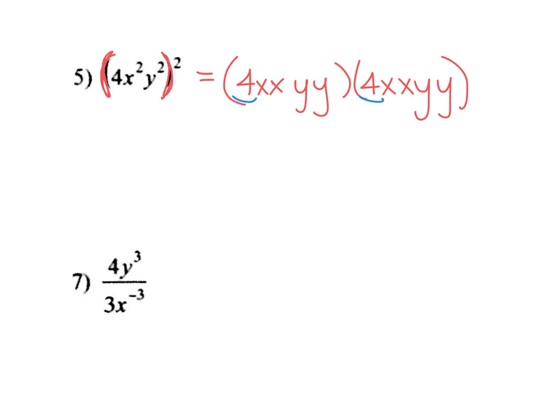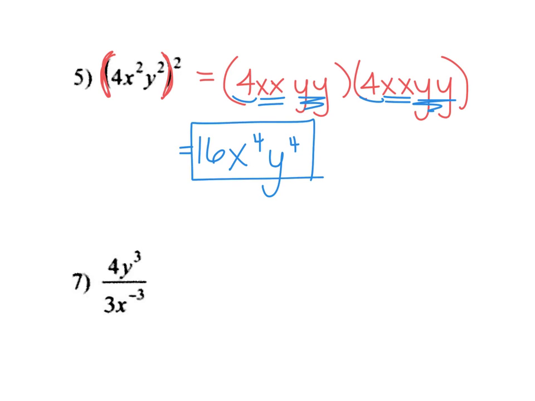And group my numbers together. 4 times 4 is 16. Group my variables. I've got 1, 2, 3, 4 x's, so that's x to the 4th. And then again, group my y variables. 1, 2, 3, 4. So that's y to the 4th.